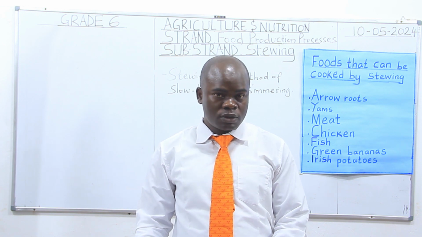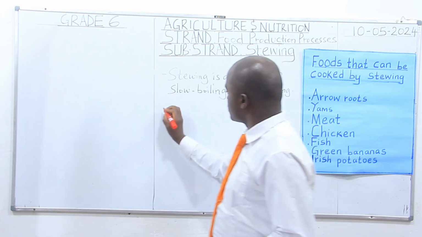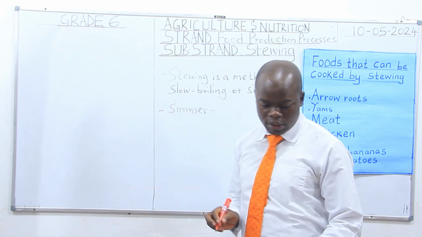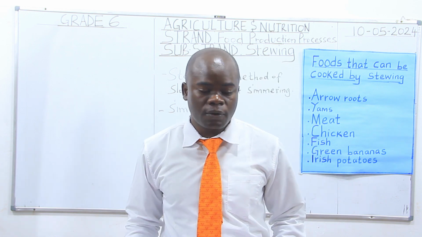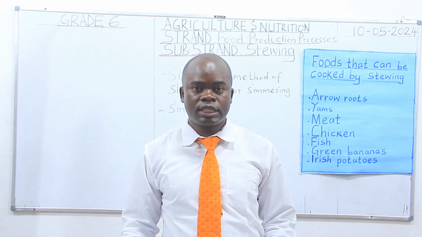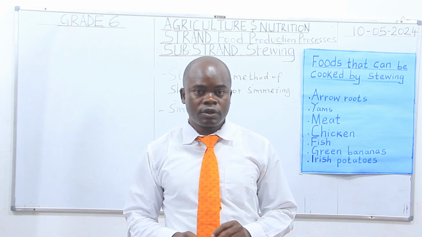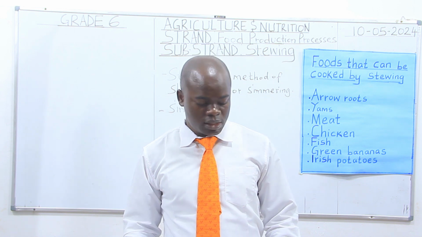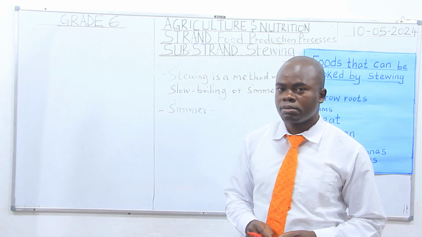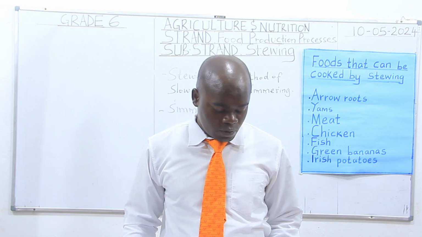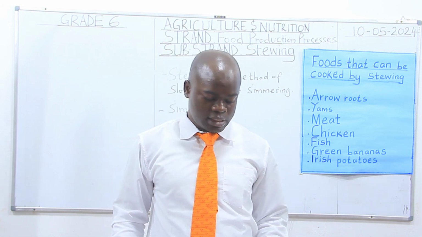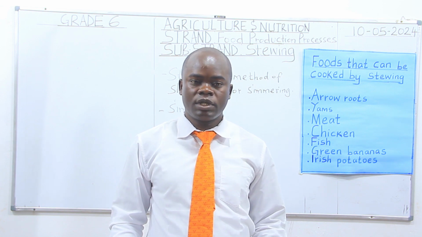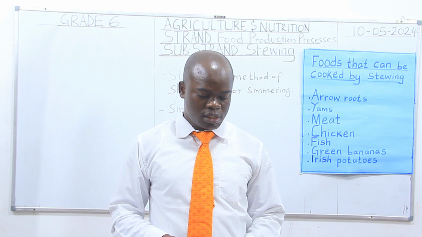Then we also need to know the meaning of the word simmer. To simmer simply means to cook under low heat until the food is ready. Then we also need to know some of the methods which are used in cooking. We have boiling, we have frying, we also have dry fat frying and deep frying. Of course, we have stewing, which we are learning today.